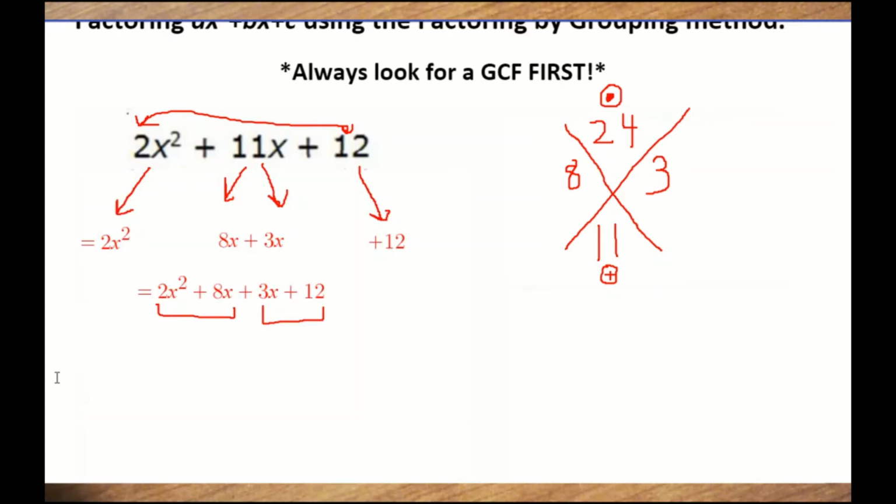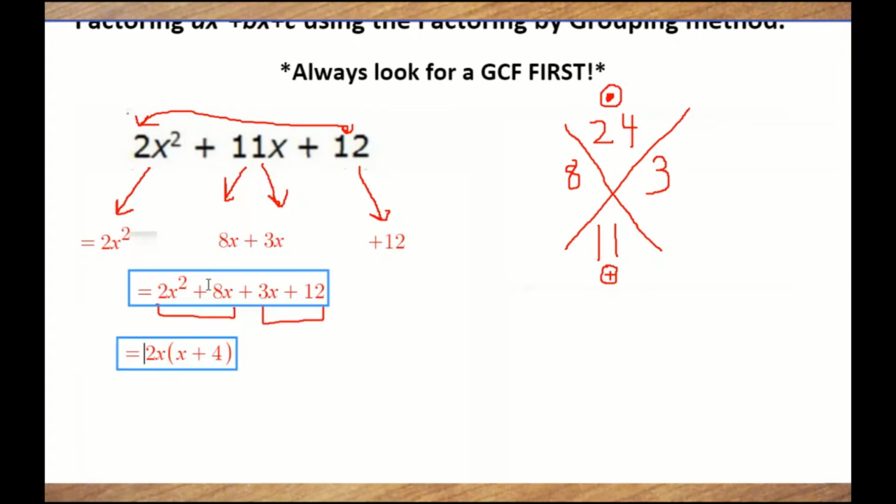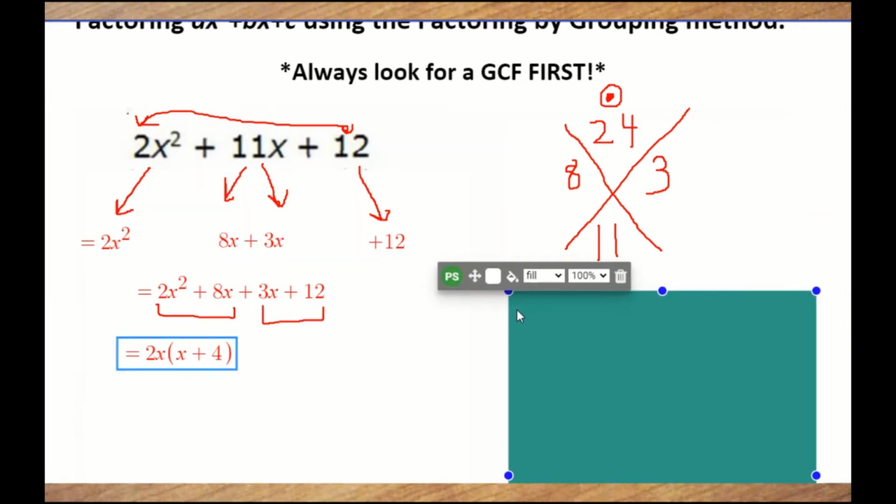So the first group is 2x squared plus 8x, and the GCF of that group is 2x, because I can divide out 2x out of each of those terms, and that would leave me with x plus 4. In other words, if I were to use the distributive property and multiply the 2x back into it, 2x times x would be 2x squared, 2x times 4 would be 8x, and we'd be good. So we know those are equivalent.